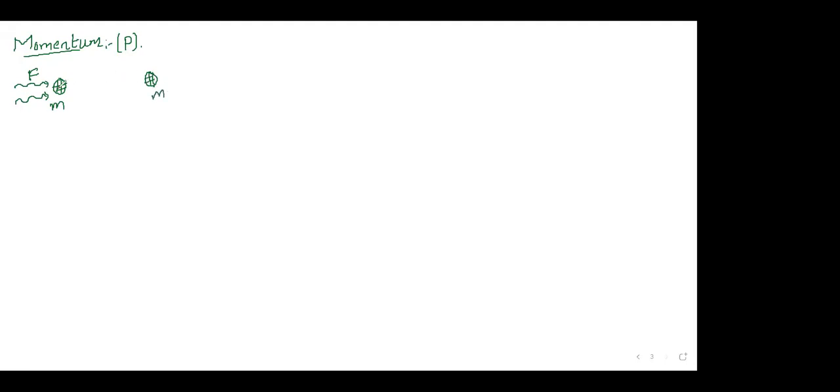Whenever the object has moved from this point to this point, there is some amount of motion possessed. The total motion possessed by a body is what we call the momentum. What is momentum, students? What is momentum?